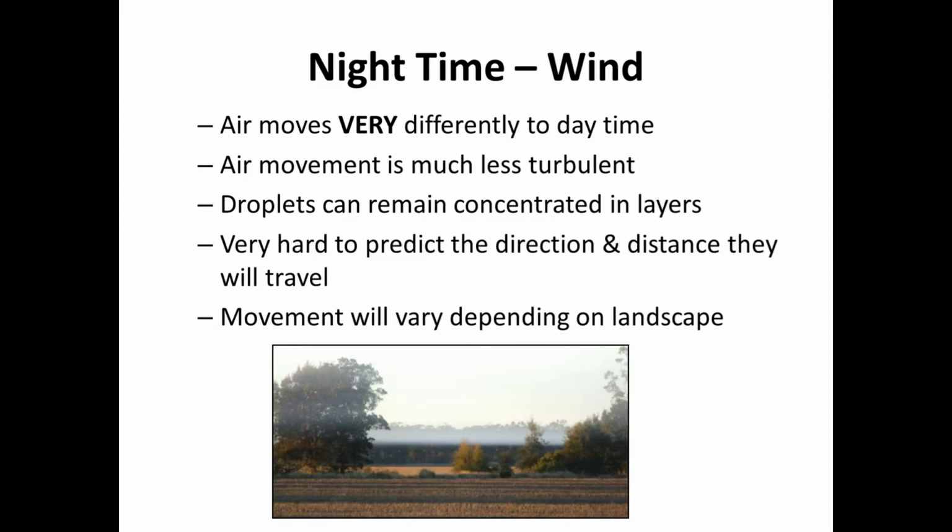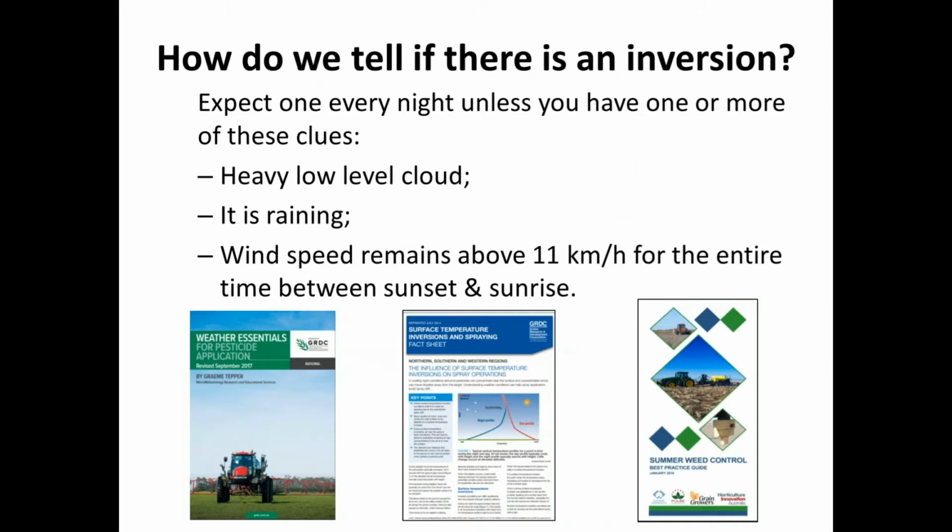So how do we know if there's an inversion? Well, there's some pretty good information out there, but lots of people don't like to read it. There's too many words. There's a fantastic book by Graham Tepper, which is available through the GRDC bookshop, or you can read it online through the GRDC website. And there's also the GRDC fact sheet written by Bill Gordon, which is basically a condensed version of information about surface temperature inversions. And the new permit for 2,4-D specifically refers to that fact sheet, so that middle document that you can see on your screens, that surface temperature inversion and spraying fact sheet.